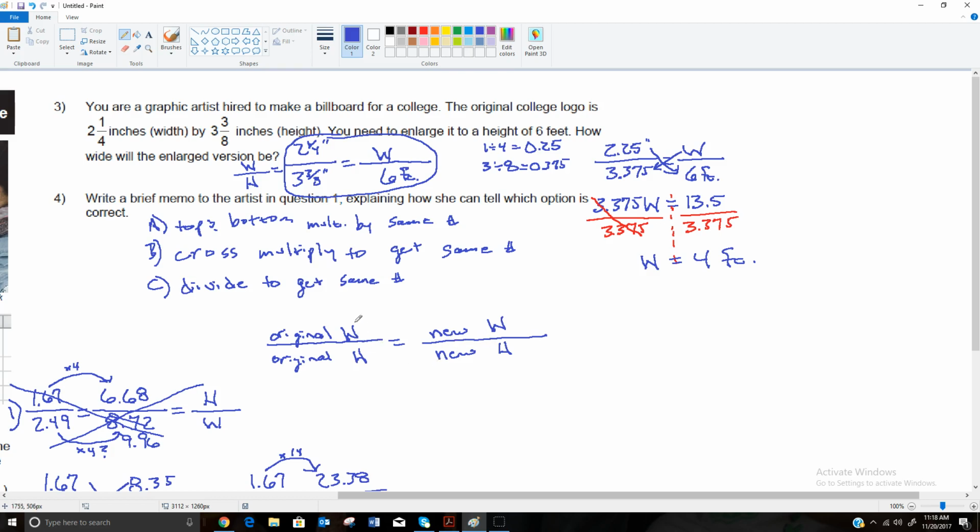I could actually flip these two around and put the height on top and the width on the bottom, as long as I flipped both of them. And I could actually also put original width over new width and then original height over new height. There's 4 different ways to set this up. But again, I like to set it up going off of what they have. I think the way that makes most sense is to take the original width and height and then compare that to the new width and height.